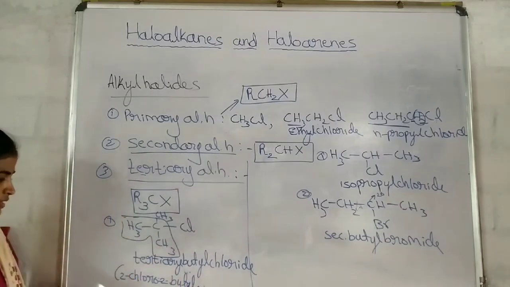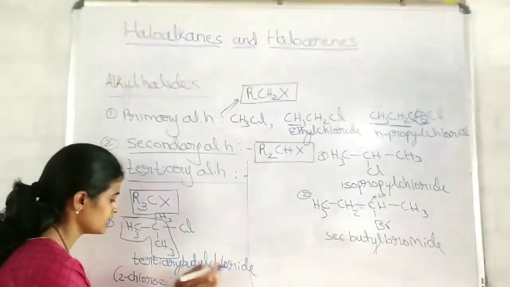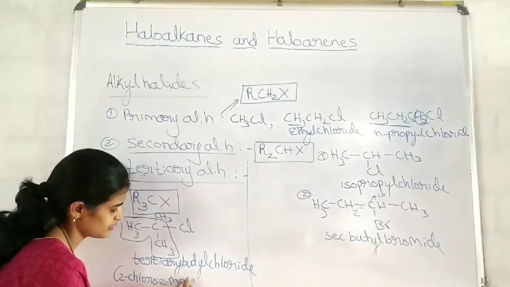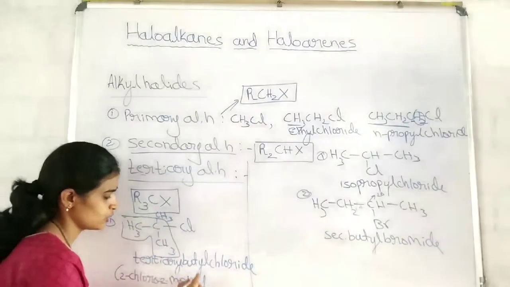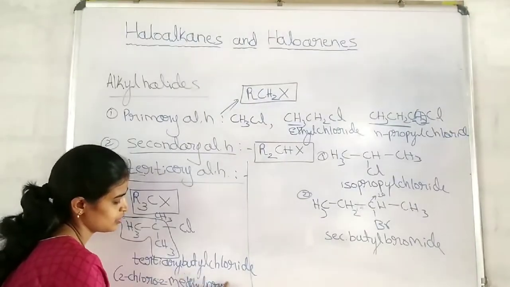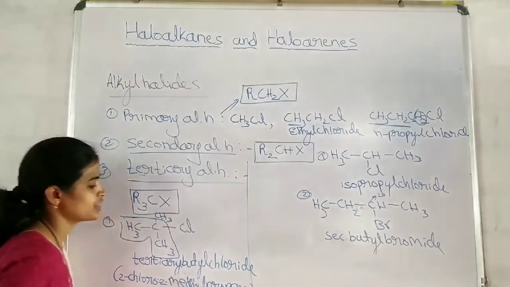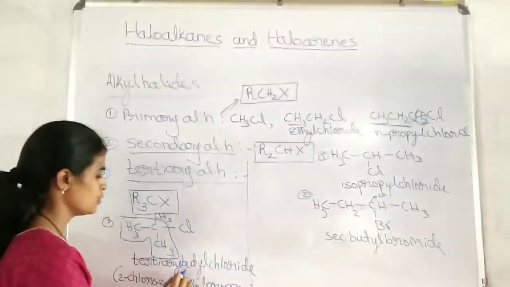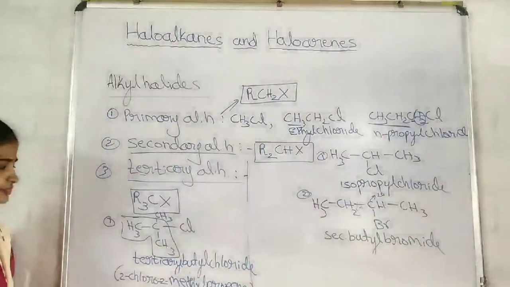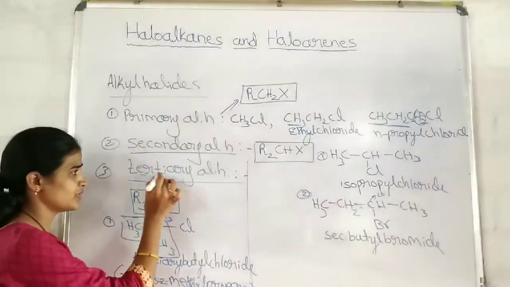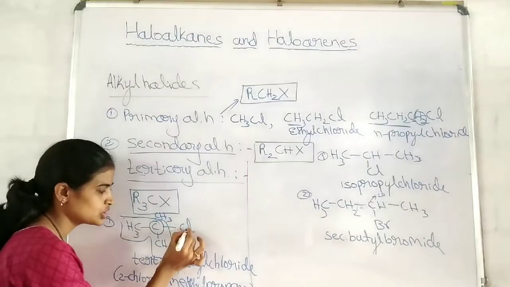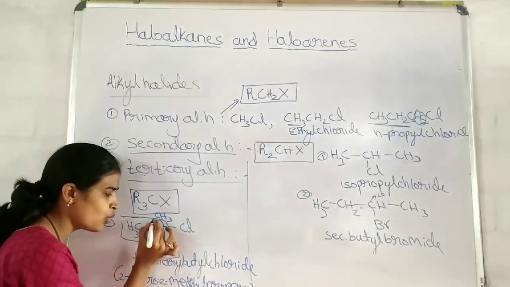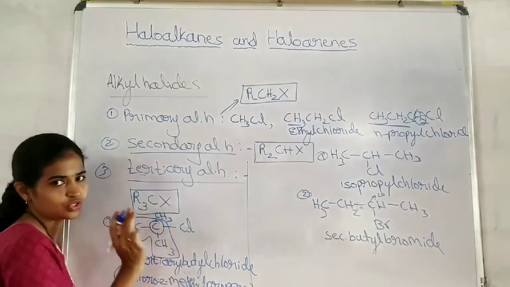Sorry, 2-chloro, 2-methyl. 2-chloro, 2-methyl, 1, 2, 3. That is propane. During the IUPAC lecture, we will study it in detail. Tertiary butyl chloride. Why is this an example of a tertiary alkyl halide? The carbon atom to which the halogen atom is attached has no directly attached hydrogen atoms.